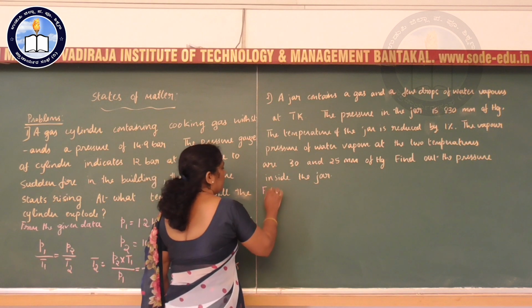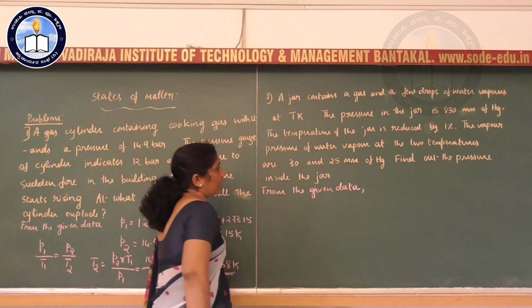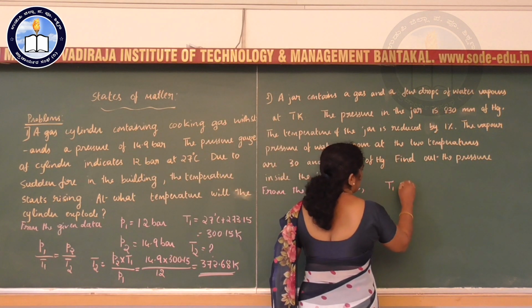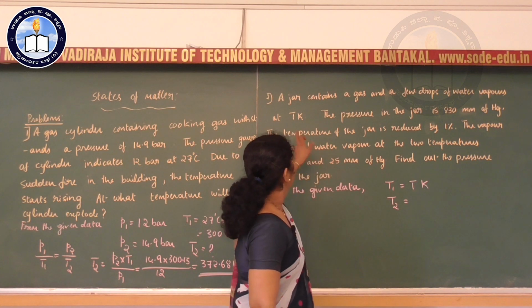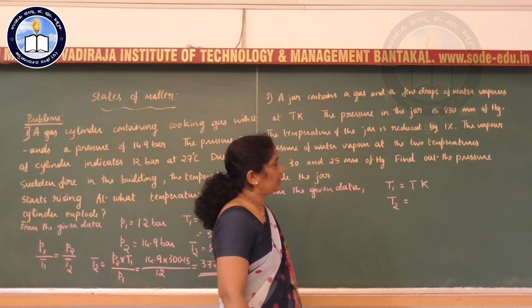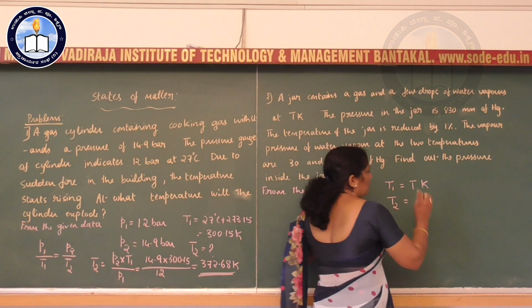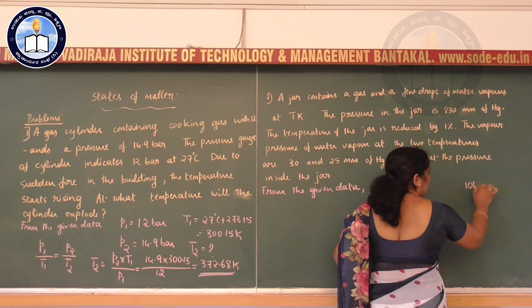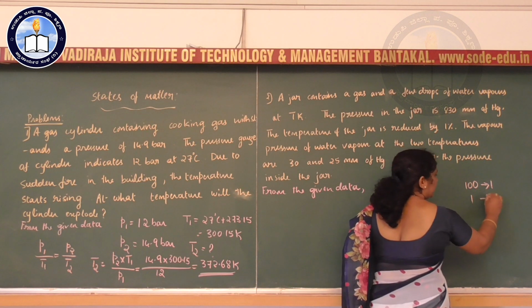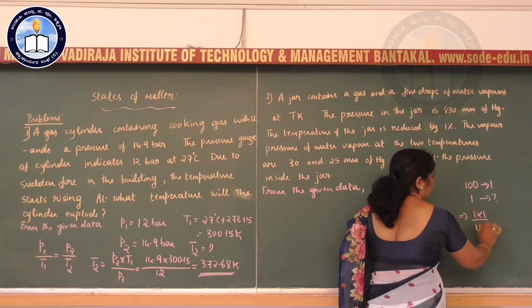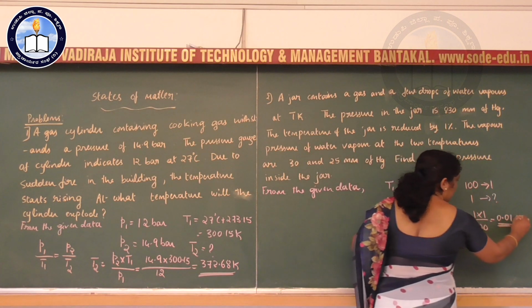From the above data, we can write temperature T1. How much is given? So I take it as T Kelvin only. What about T2? The temperature of the jar is reduced by 1%. Now 1 T Kelvin means 1 T Kelvin. If 1% is given, what is the meaning? 1 in 100. So 1 T Kelvin, 100 Kelvin, 1 Kelvin is how much? On simplifying we get 1 into 1 divided by 100, which is nothing but 0.01. This is T in terms of T.